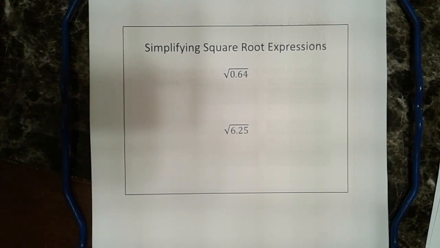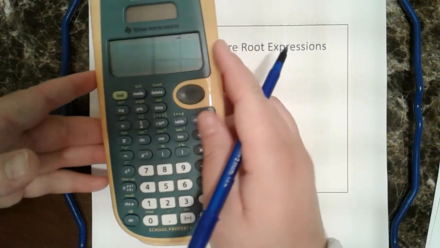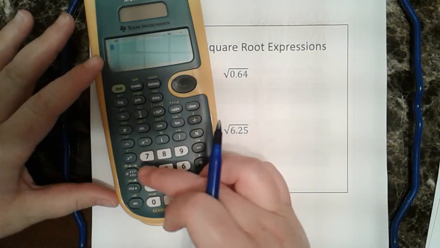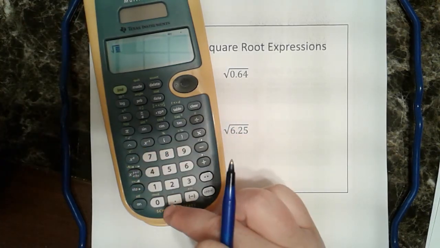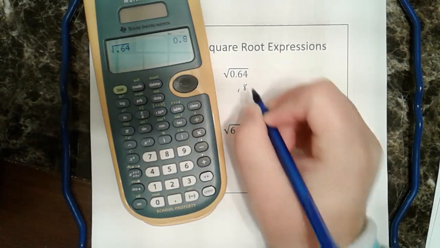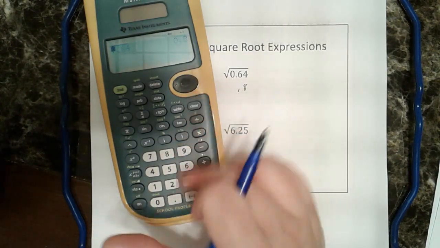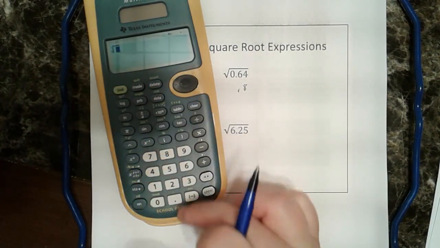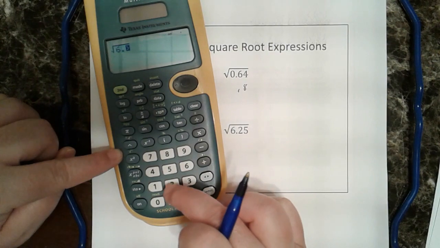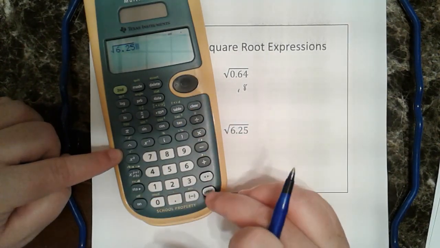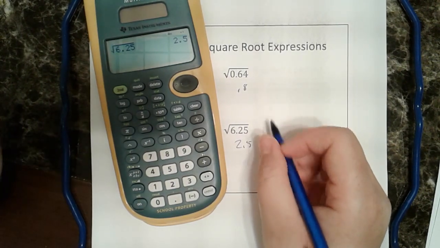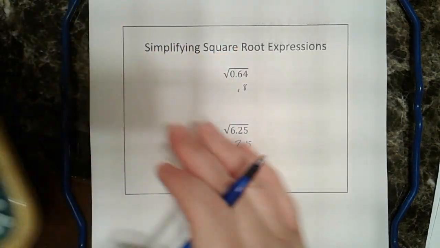Okay, assuming you did that, you would have come up with, let's see, second key, x squared key, 0.64, arrow, came up with 0.8. Okay, next one, second key, and then x squared key, because that gives me the radical symbol, 6.25, entering in the radicand, and came up with 2.5, because 25 times 25 is 625. Okay, so that concludes our part 1 of this.